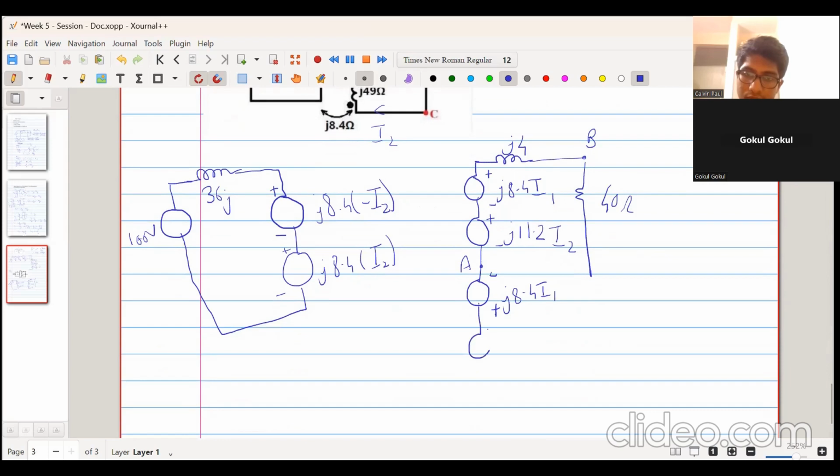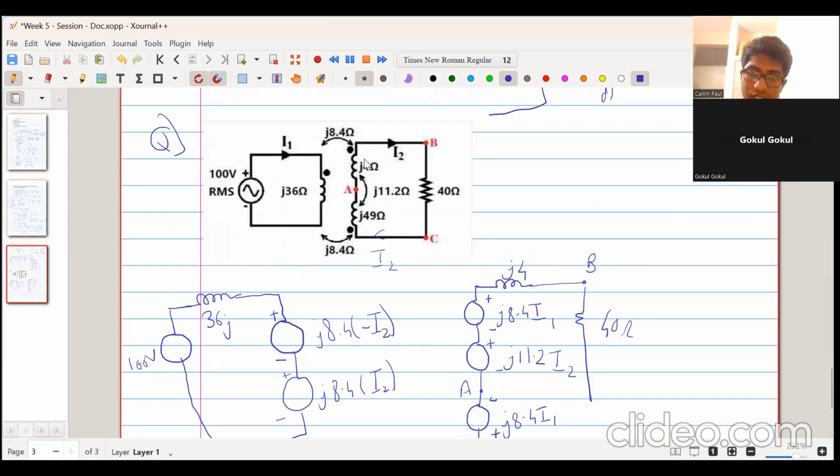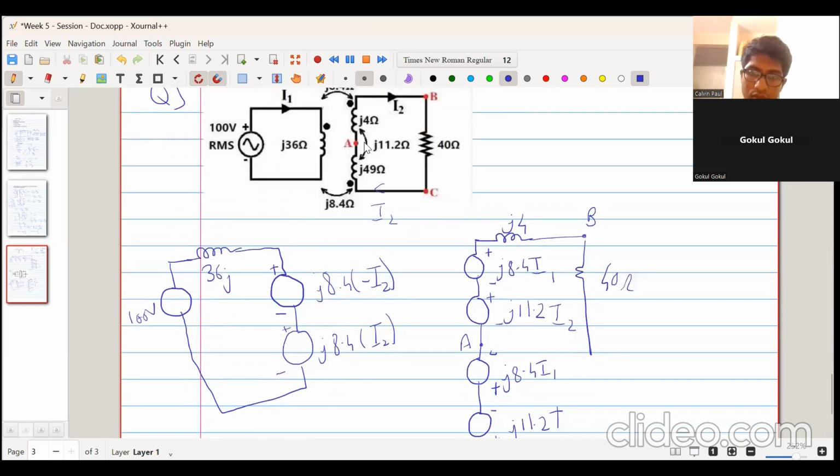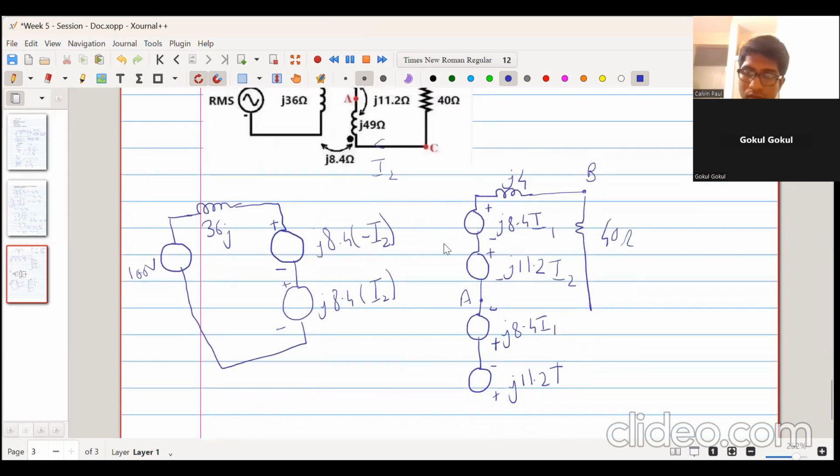Plus J 11.2 into, now it depends on the current. Here the current is flowing out of this. Yes, yes, yes.